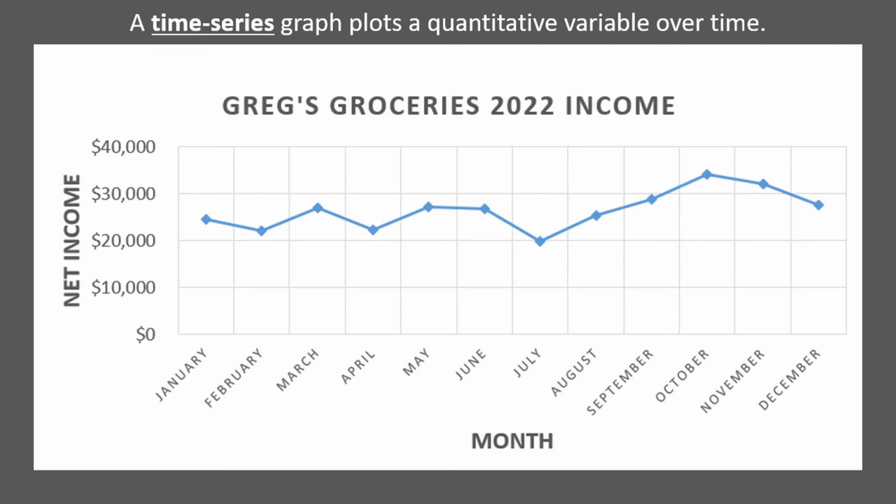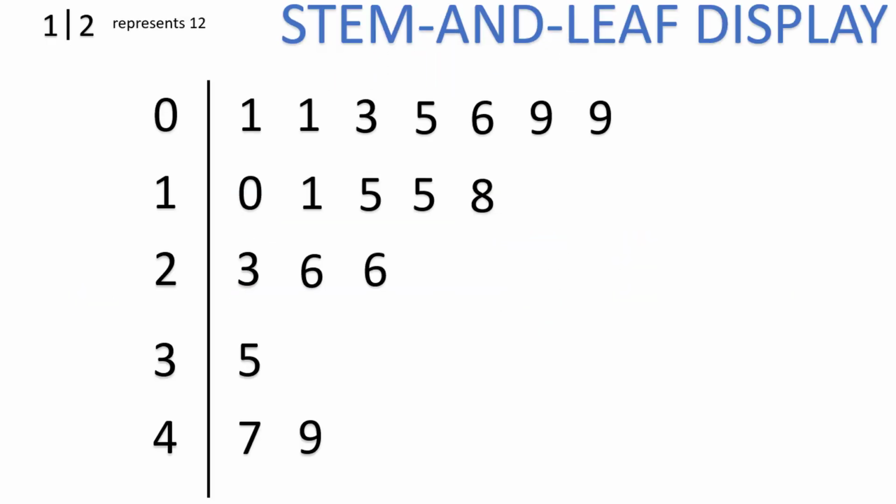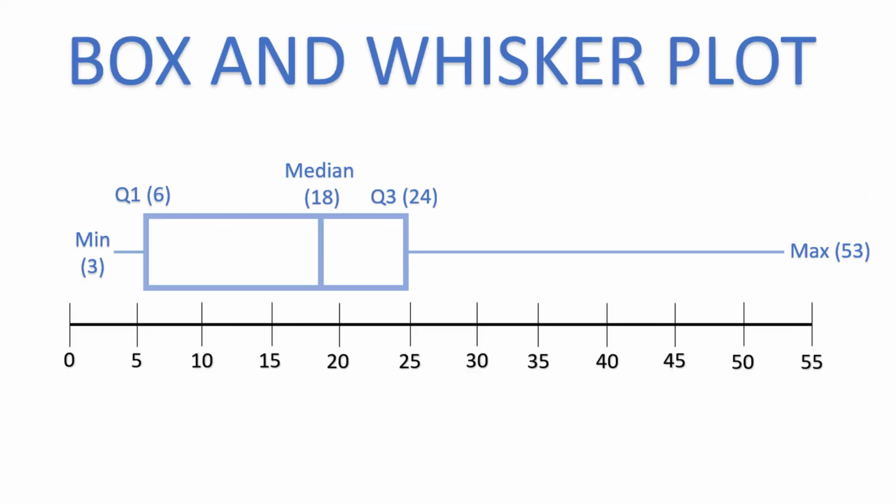There are, of course, many more graphical representations of data, including scatterplots, dot plots, stem and leaf displays, histograms, box and whisker plots, as well as plenty of others, many of which I have covered in other videos. This video simply focused on some of the most common ways you might see data graphically displayed.